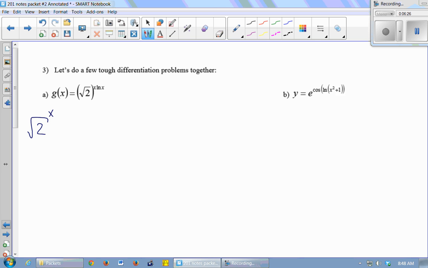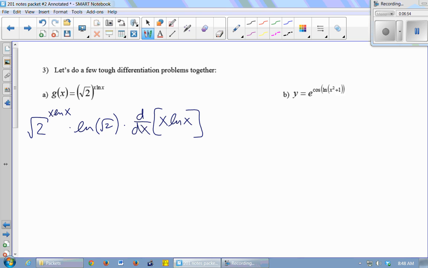Square root of 2 to the stuff, times the ln of the square root of 2, times what? The derivative of the stuff, which I'm not even going to try to do right now because taking that derivative is going to be a little work because it's a product. So I'm just going to write times the derivative of that, and I'll take the derivative in the next step.